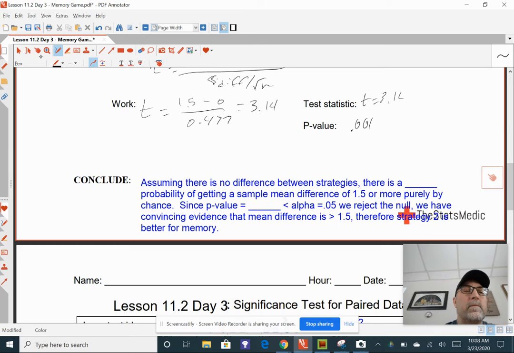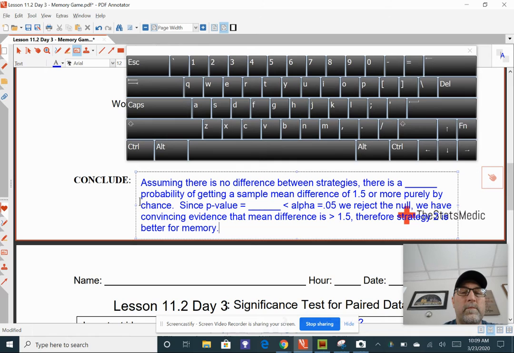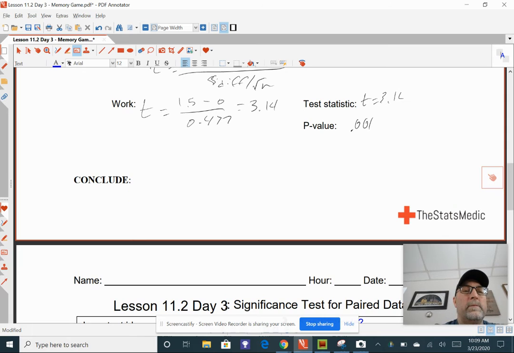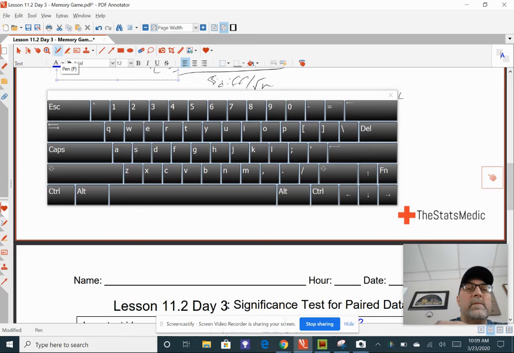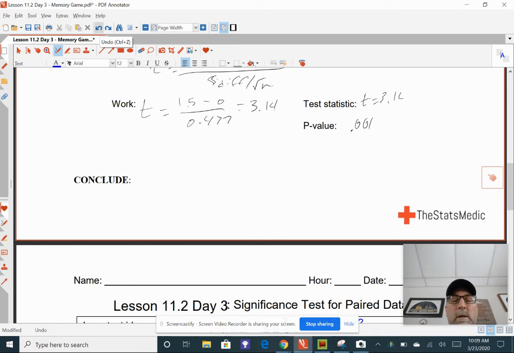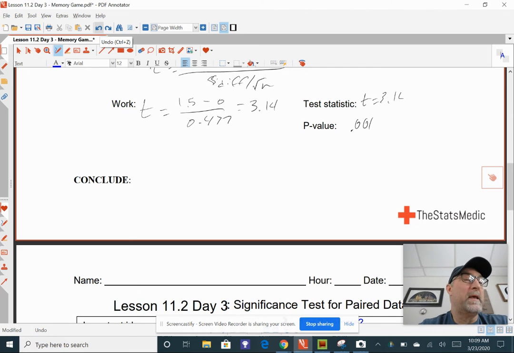Assuming there is no difference. I'll move this thing if I can. I can't. All right. Okay. Get rid of that keyboard. Okay, so I just lost it.